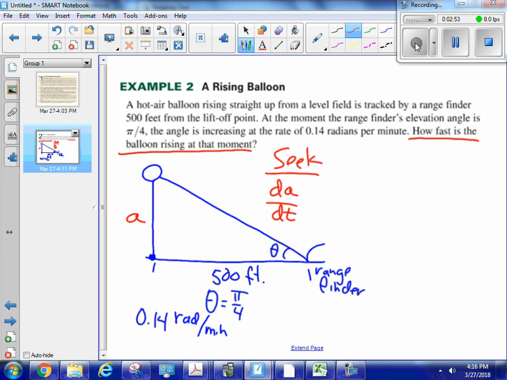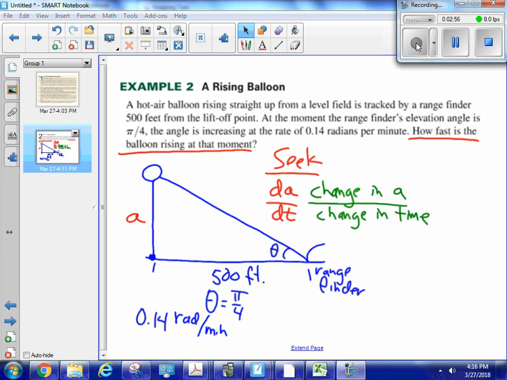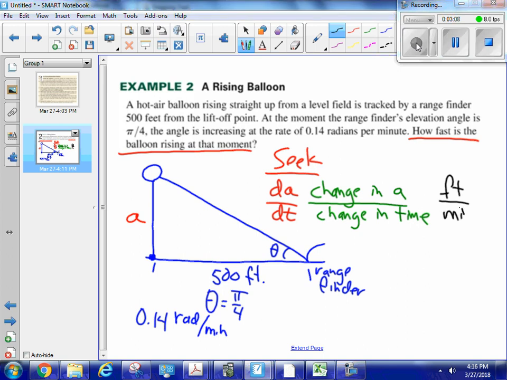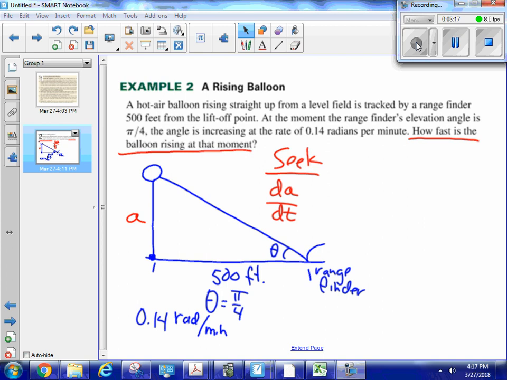I'm seeking the change in A over the change in time. So in this particular example, I'm looking for the change in feet per minute. And when you're doing these related rates problems, they're always going to have something to do with time, because that's what we're talking about. We're talking about the change over time. So I'm seeking dA to dt.